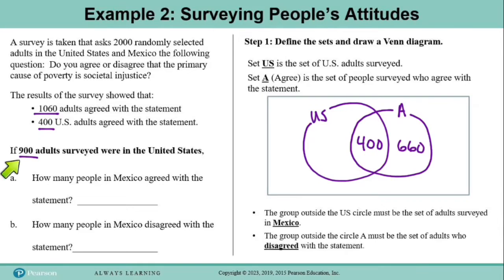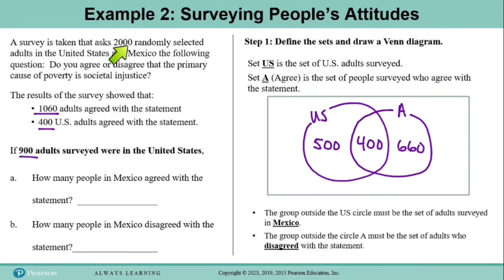Now, they also told us that 900 of the adults who were surveyed were in the United States. So we know that the numbers inside this U.S. circle have to add up to 900. 400 of the people are here. The other 500 are out here. So 900 minus 400 is 500 people from the U.S. who are not inside the agree circle.